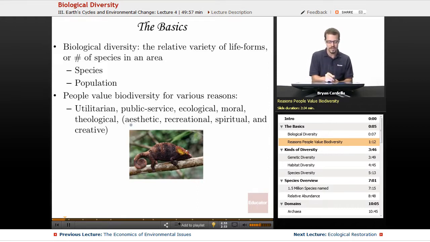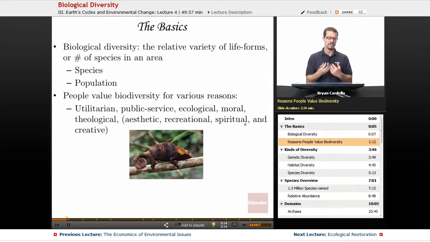So aesthetic reasons, just the fact that it looks beautiful, having all this array of life in an environment, there's value to that. Recreational, if you like going whitewater rafting, on hikes, if you like camping, you certainly would have the point of view that there's a recreational value to having biodiversity in nature.